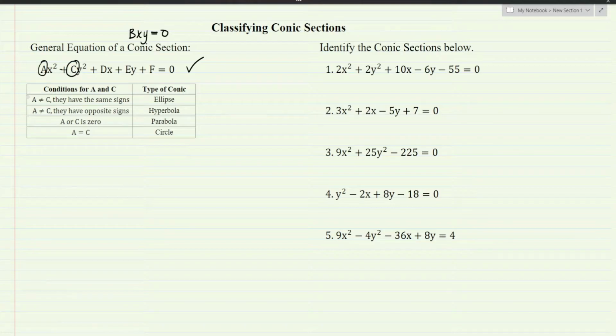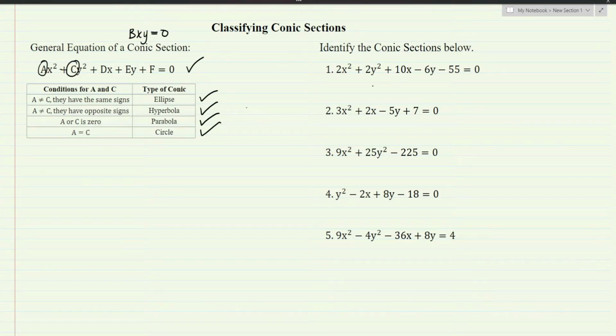Now, for the first condition, when A is not equal to C and they have the same signs, let's say they are both positive, the type of conic section is an ellipse. Now, when A is not equal to C and they have opposite signs, so let's say A is positive and C is negative or vice versa, the type of conic section is a hyperbola. Now, when either A or C is 0, the type of conic section it represents is a parabola. And lastly, when A is equal to C, the type of conic section it represents would be a circle.